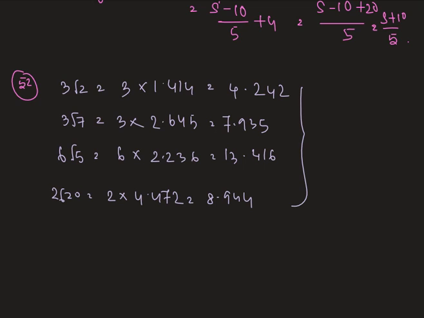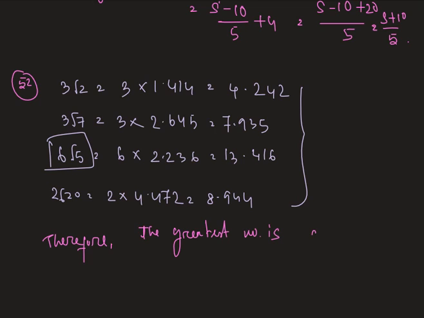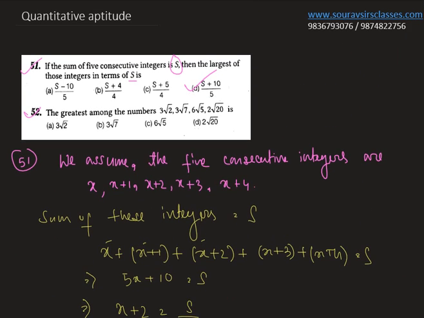So from these four numbers, we can say that the highest one is 6 root 5. Therefore, the greatest number is 6 root 5. So we have successfully solved two questions, and that's all for today.